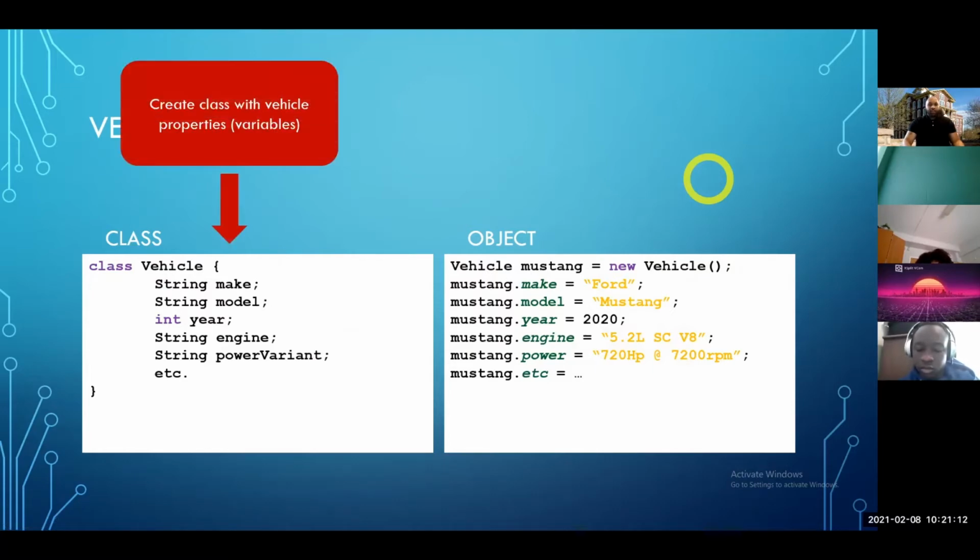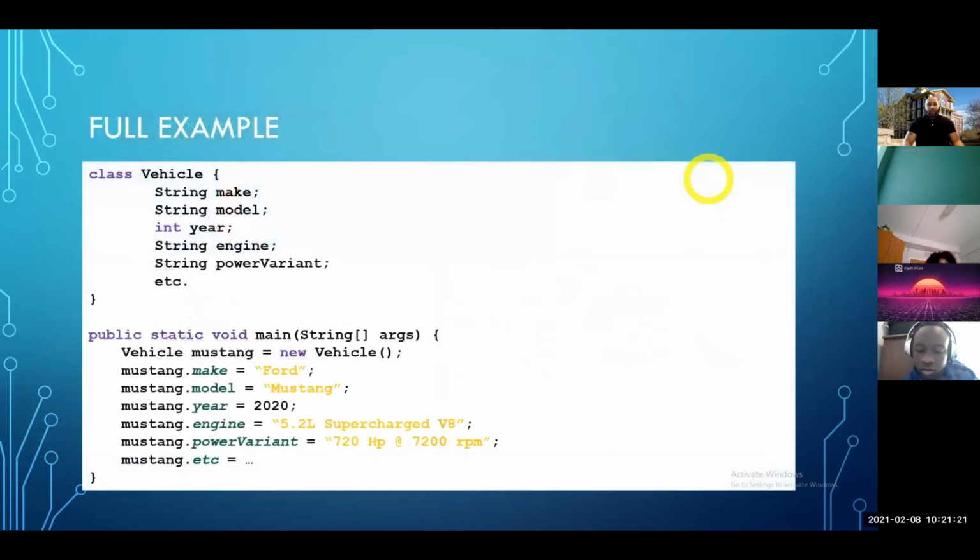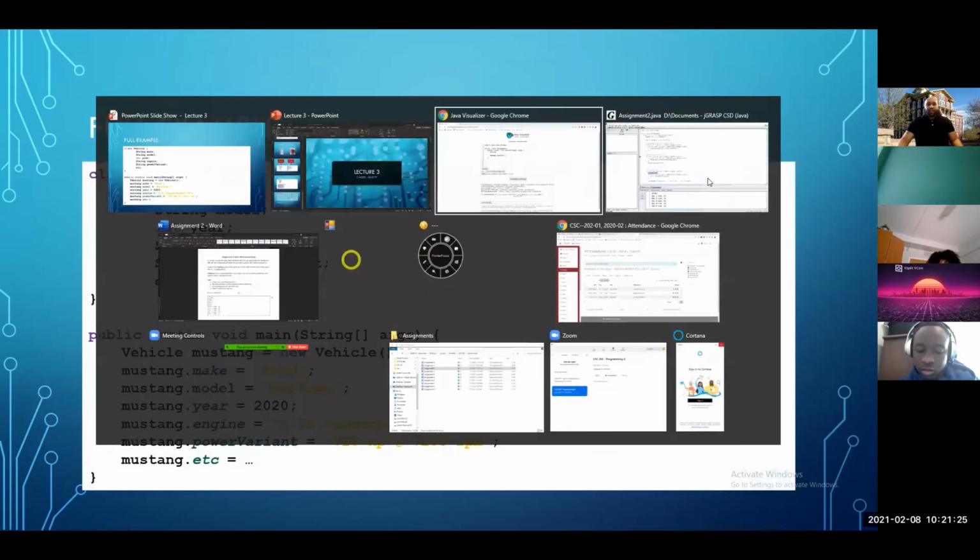And here, again, we create the class with the vehicle properties, and then we instantiate the object over here. And this is the full example of that. So let's see what that looks like in code.